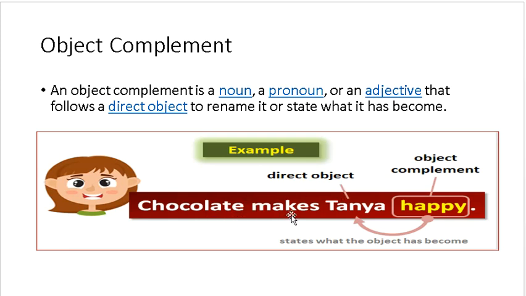So, chocolate makes Tanya happy. If you look at the sentence up to Tanya, it doesn't look complete. Chocolate makes Tanya, makes what? So happy is completing it, and happy is an adjective here, and Tanya is a direct object, and happy is completing the meaning of this object. That's why this is an object complement.